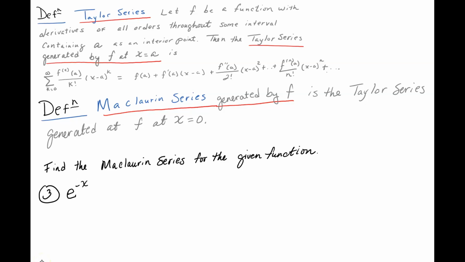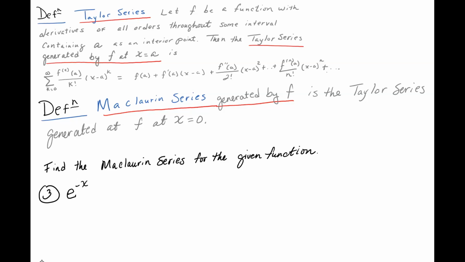Okay, we're going to be talking about the Maclaurin series, but in order to talk about the Maclaurin series, we have to define Taylor series. And in a previous video, I've already mentioned the Taylor series. The Taylor series occurs when we have a function, f, with derivatives of all orders throughout some interval containing a as an interior point.